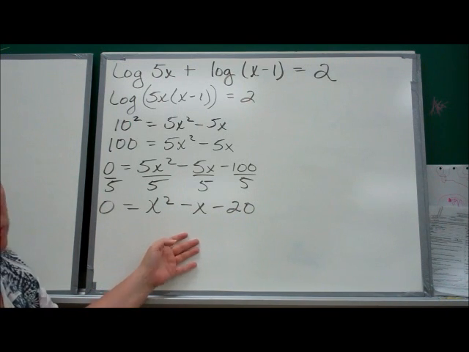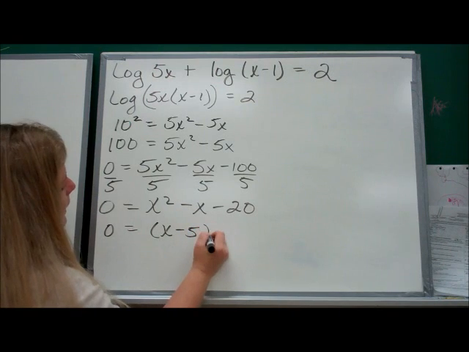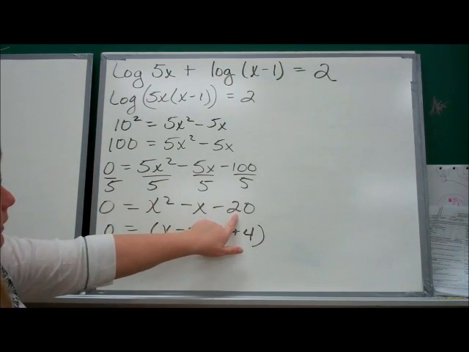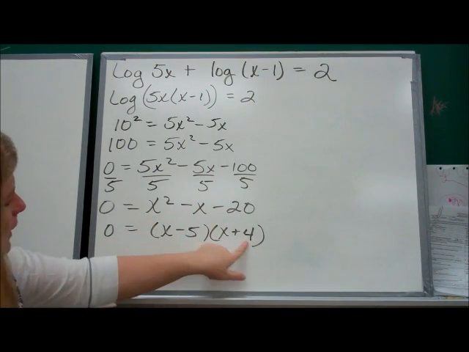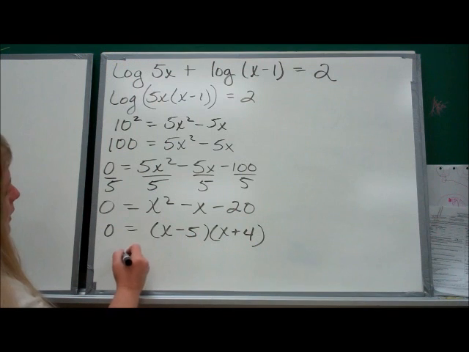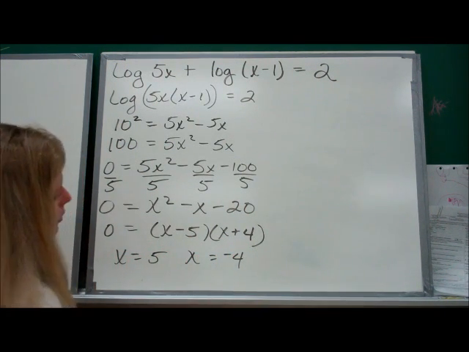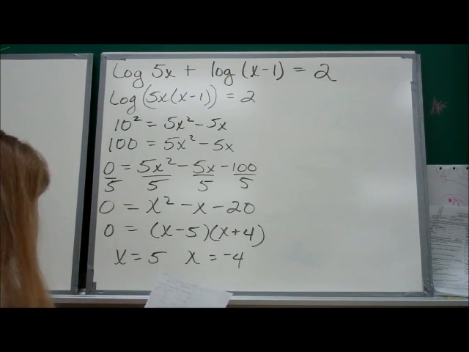That looks much nicer to factor to me. 0 equals x minus 5, x plus 4. Okay, remember, factors of 20 that'll subtract to 1: negative 5 and positive 4. So x equals 5 and x equals negative 4. This is where it's extremely important to check your answers.